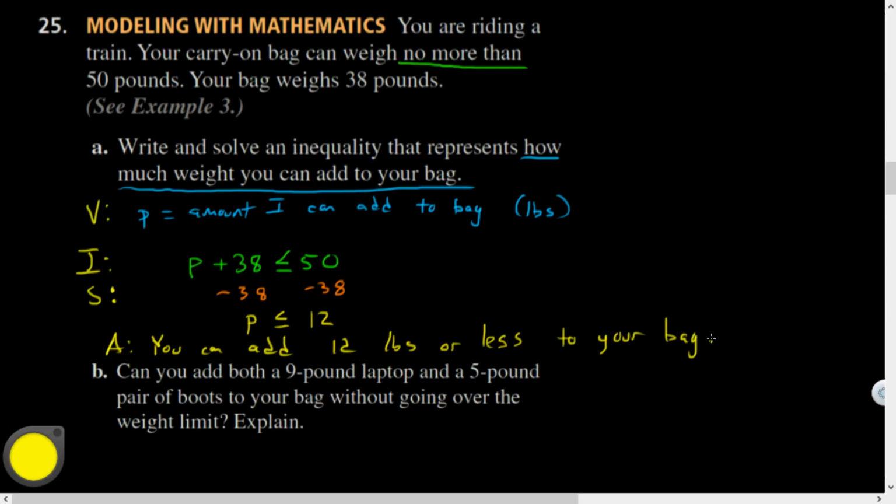Right? So this is VISA. Define your variables, write your inequality, solve it, and then answer it with a sentence with words, because it's a word problem. It needs a word answer.